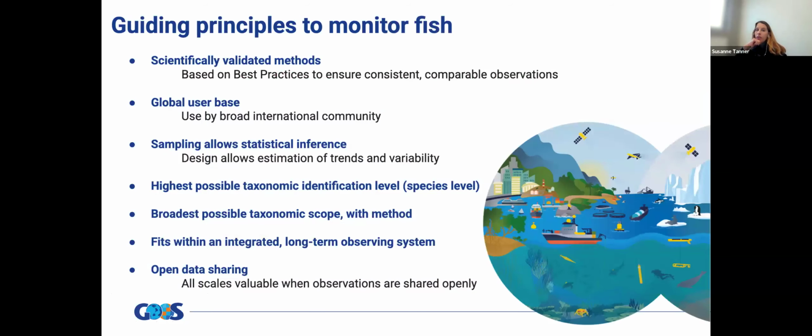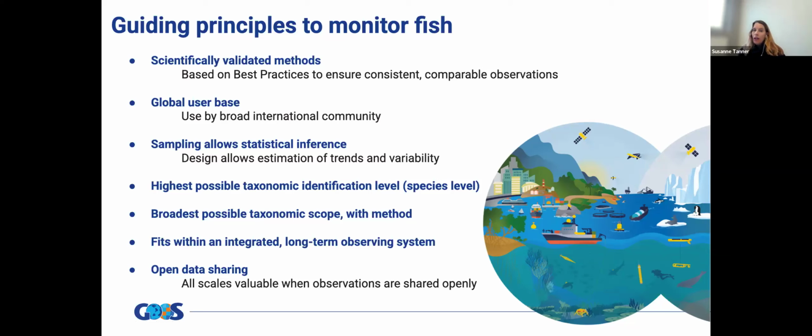The guiding principles to monitor fish ensure that observations are scientifically robust, comparable, and useful to a wide range of stakeholders. Monitoring should be based on scientifically validated methods, using well-developed and preferably mature best practices that ensure consistency and comparability across observing platforms. Methods and data products should support a broad international community, and the sampling design must allow for robust quantitative analysis, including estimation of trends and variability.